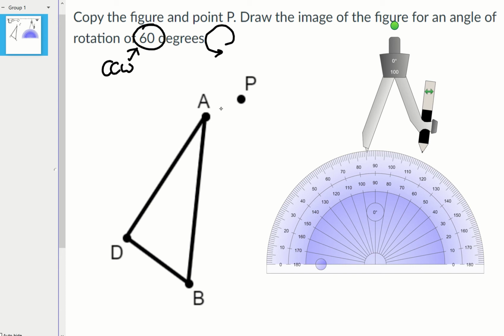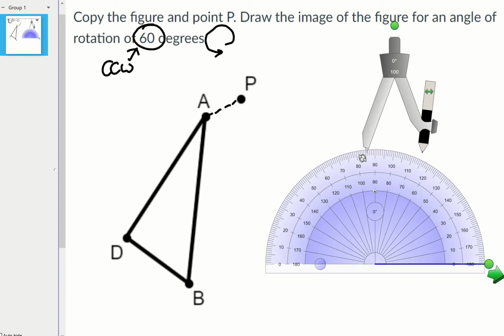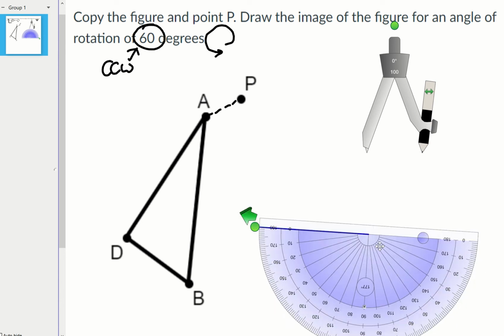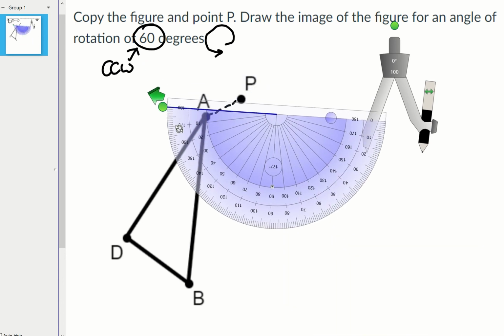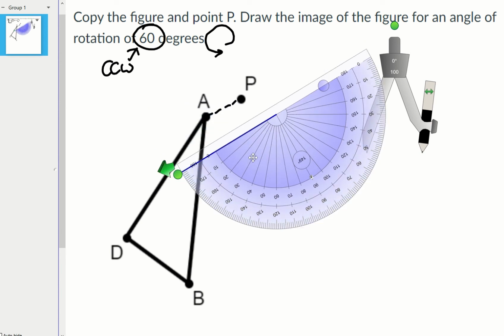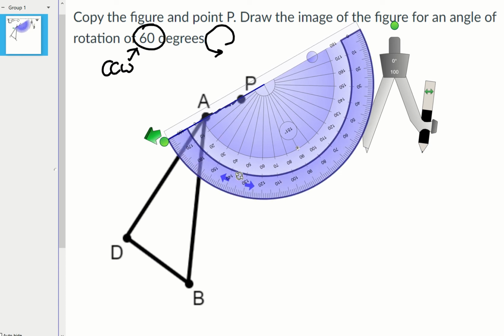So we're taking this P. First you're going to draw a straight line from A to P using your straight edge. Of course, it's not a very good line, but there's my approximately straight line with a straight edge. And then essentially you're going to measure out 60 degrees using your protractor. So you're going to line up your protractor. It lines up with the line that you drew. Mine lines up there, just like that.